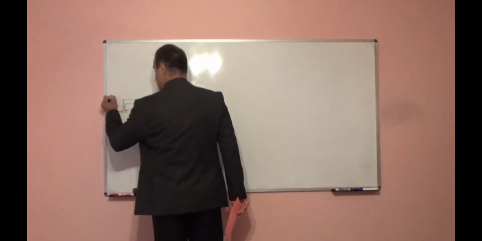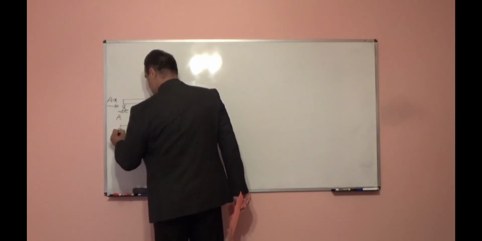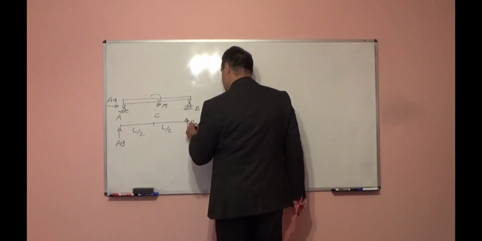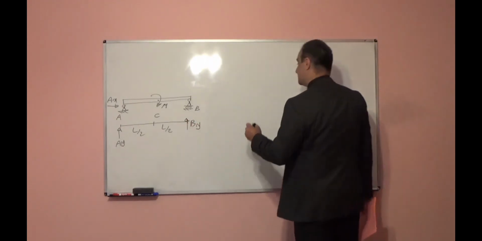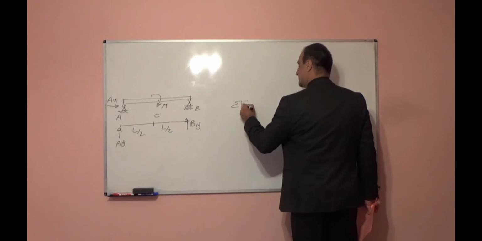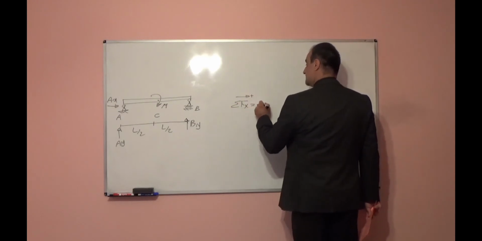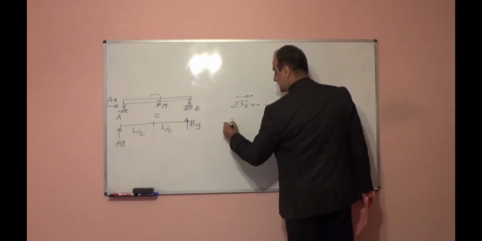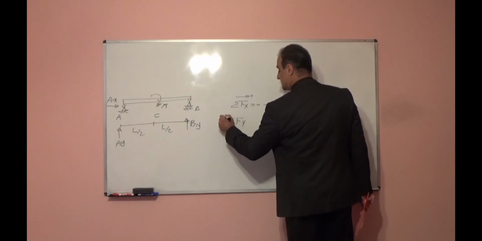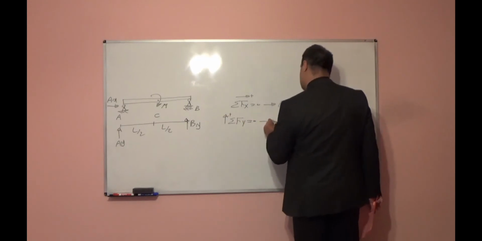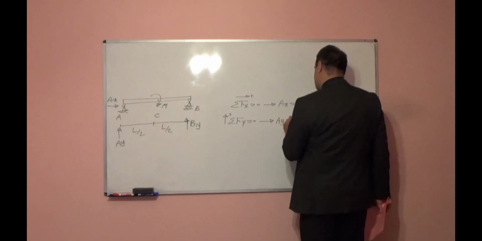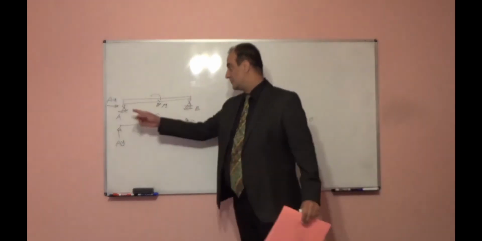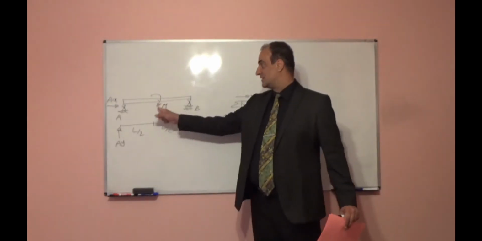So this will be AX, this will be AY, this will be BY. So summation of forces in horizontal direction equal to 0. From here Ax will be equal to 0. Summation of forces in vertical direction is equal to 0. From here Ay plus By is equal to 0, because there is no force in vertical direction. This is not force, this is moment.